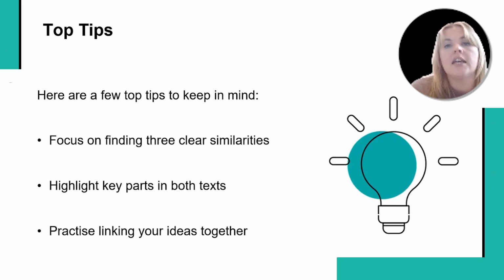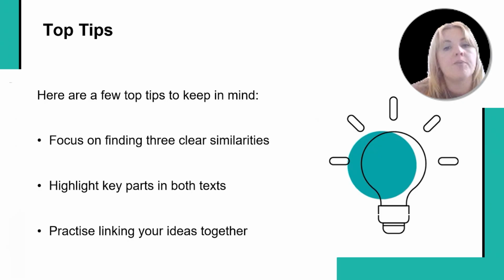Highlight key parts in both texts. When reading both the texts, use a highlighter or underline important words and phrases that show similarities. This will make it easy for you to find the evidence quickly when you are writing your answer and ensure that you don't miss out on any important points.